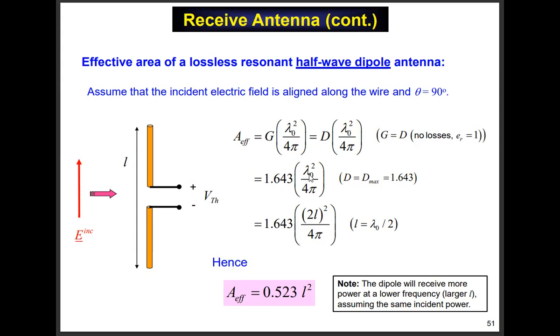And I've got lambda 0 here. But let me remind you that if I say it's a resonant dipole antenna, then lambda and length, L, are related because L is lambda over 2, right? Or I can solve this for lambda 0 and say lambda 0 is twice L, right? Now, if you simplify, this comes out to be roughly 0.5 times L squared. So it's a simple way to think of the effective area of a dipole antenna.